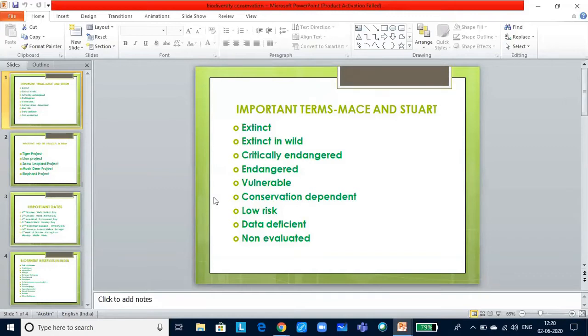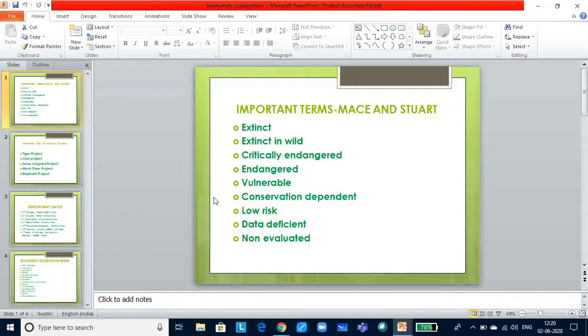Conservation dependent. Taxa that do not currently qualify as critically endangered or vulnerable but may be classified as conservation dependent. That means it requires to be conserved. Low risk. A taxon is at low risk when it has been evaluated and does not qualify for any of the categories. In India, we have that number as 109 animals and 73 plants.